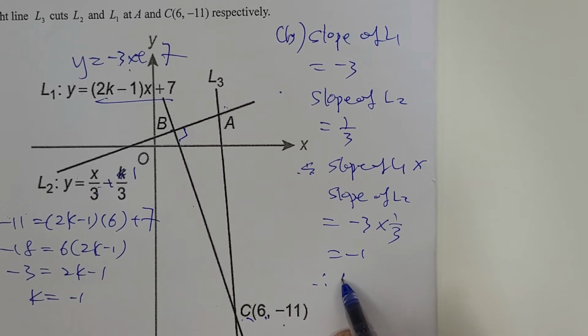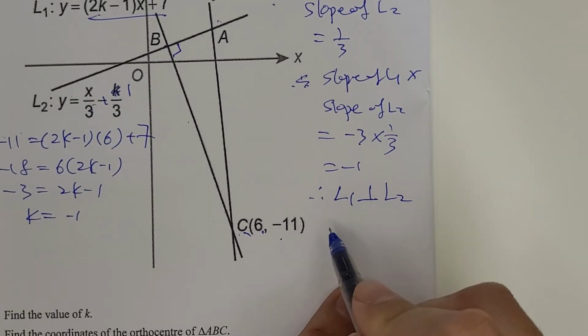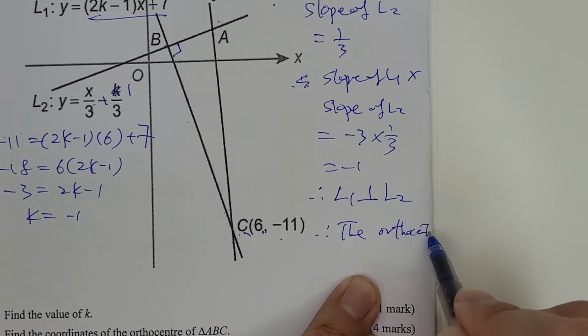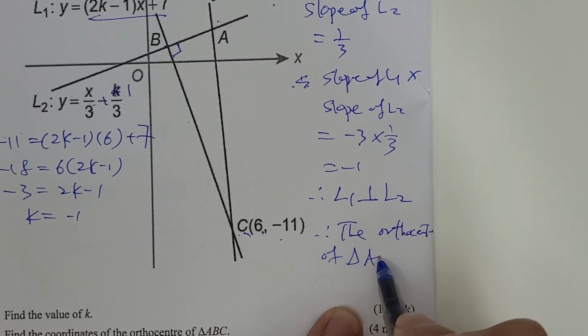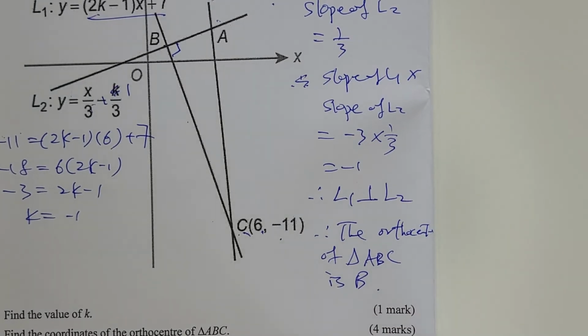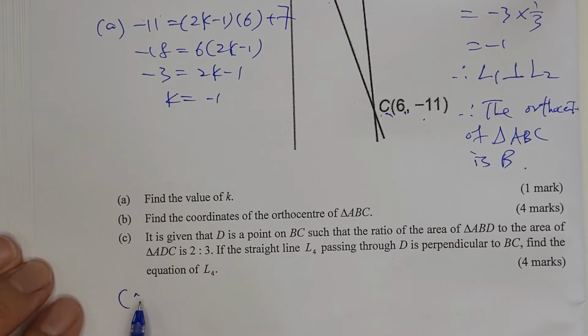Therefore, L1 is perpendicular to L2. And hence the orthocentre of triangle ABC is B. Point B will be the orthocentre of this triangle. So solve for B by yourself.